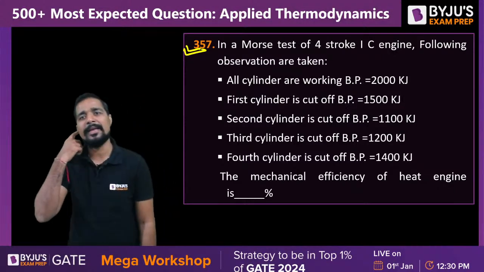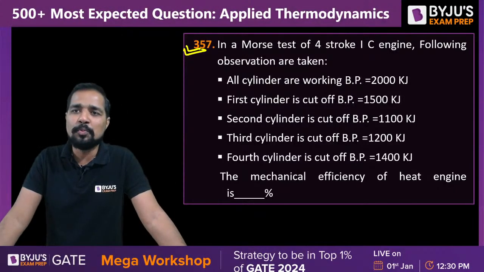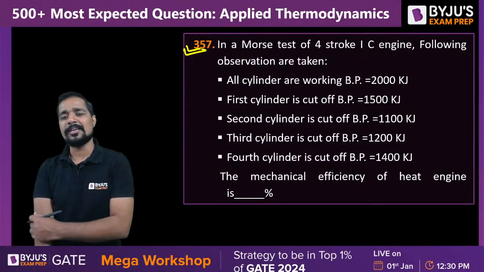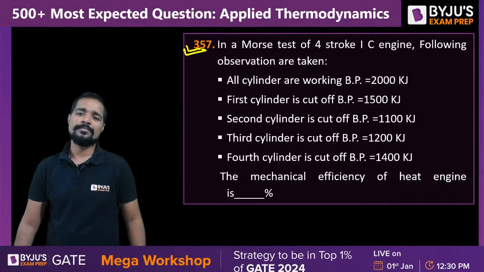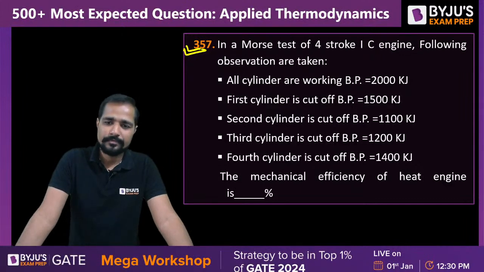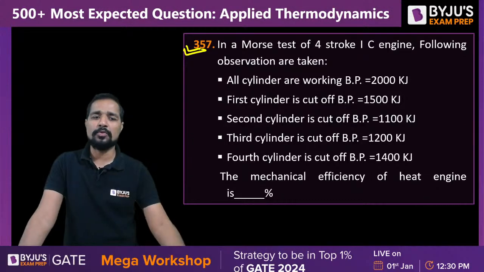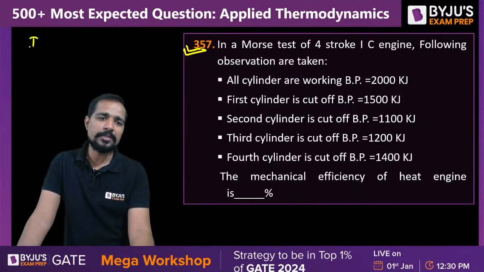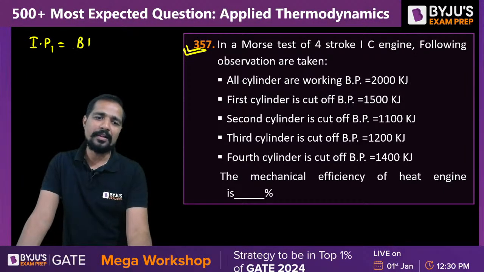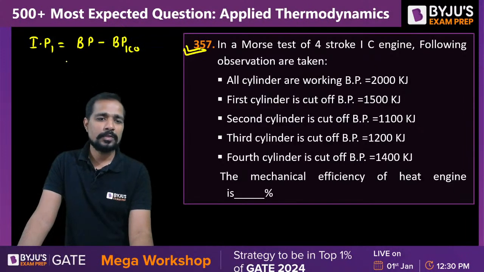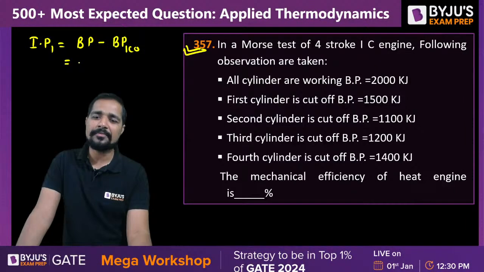Wow, very nice. 71.42% is the answer. The answer came so quickly. Wonderful. Great. First of all, you need to know the IP of each cylinder: the brake power when all are working and the brake power when one is cut off, my dear.